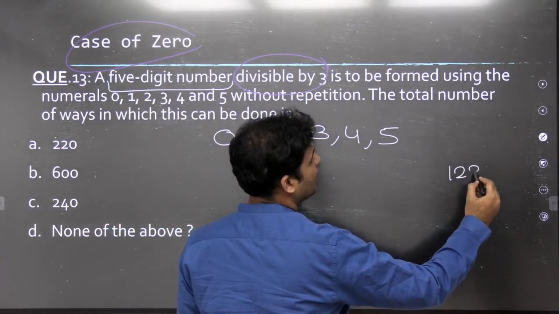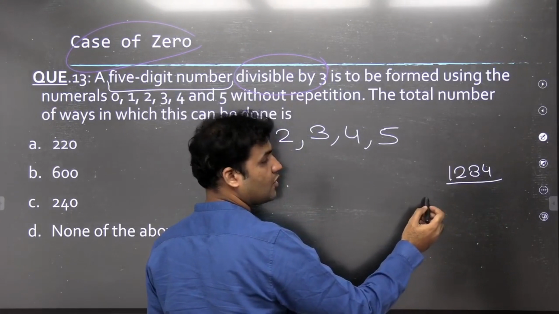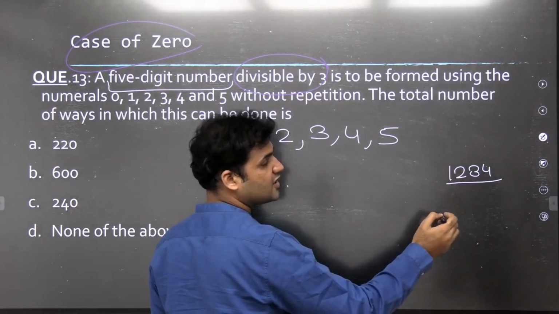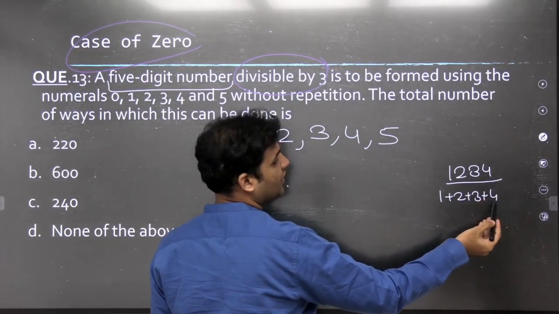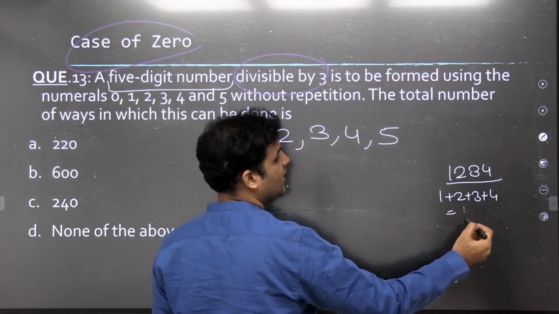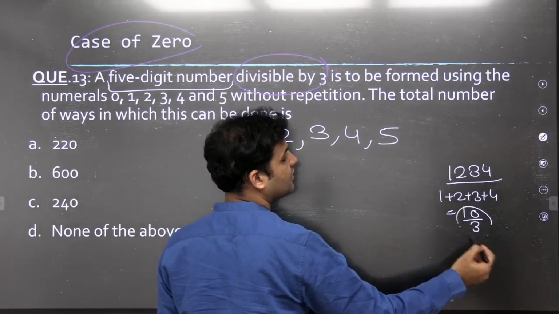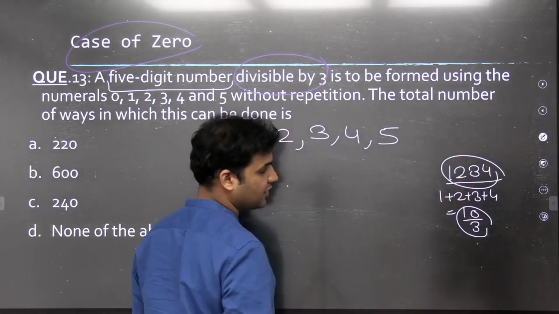If I want to check whether 1, 2, 3, 4 is divisible by 3 or not, you have to see whether the sum of digits is divisible by 3. Here, the sum of digits is 1 plus 2 plus 3 plus 4. 4 plus 3, 7 plus 2, 9 plus 1, 10. 10 is not divisible by 3, so this number is also not divisible by 3.